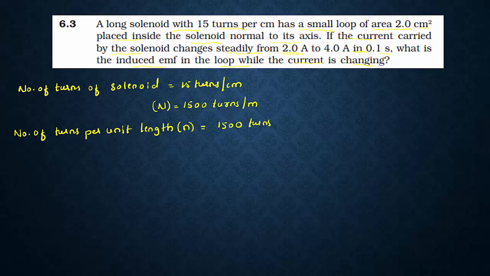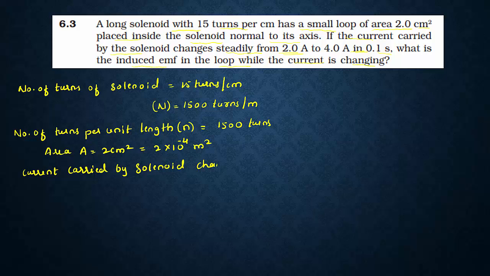Then here the solenoid has a small loop of area. Area is given, A equal to 2 centimeter square, or you can convert in terms of meter square, that is 2 into 10 raised to minus 4 meter square. Then the current carried by the solenoid changes from 2 ampere to 4 ampere.